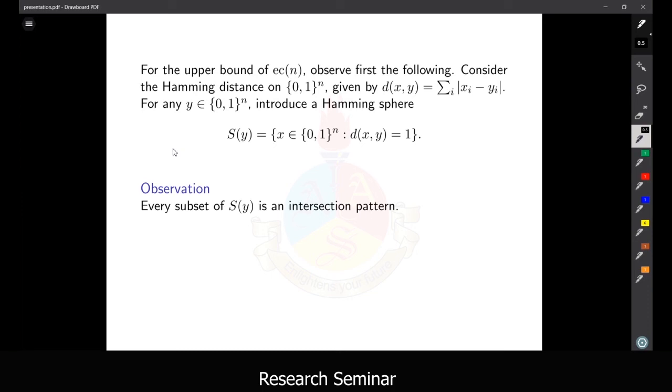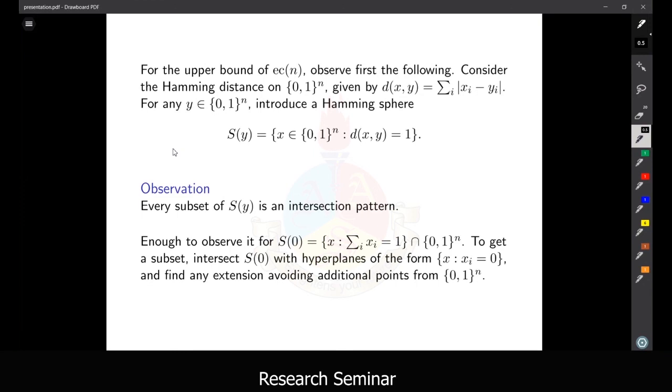Okay, so the main observation is that every subset of our Hamming sphere is an intersection pattern. So in order to observe it, we need to observe it just for the Hamming sphere around the origin, because the hypercube is just symmetrical. And the first thing is to realize that the Hamming sphere itself is an intersection pattern, because we just consider a hyperplane consisting of all points whose sum of coordinates is equal to 1. And in order to get a subset, we just intersect our Hamming sphere with some hyperplanes of the form that the ith coordinate is equal to 0, and then we find just an extension of this subspace of lower dimension. And we just want to avoid additional points from {0,1}^n from our hypercube, but it is of course always possible.